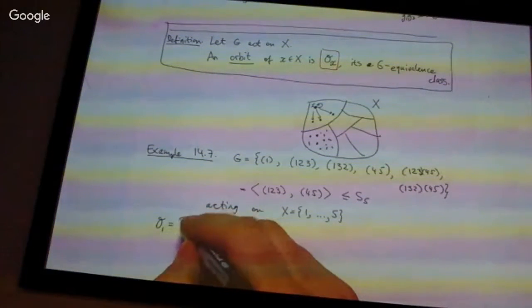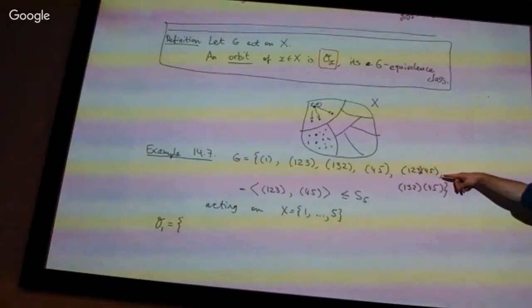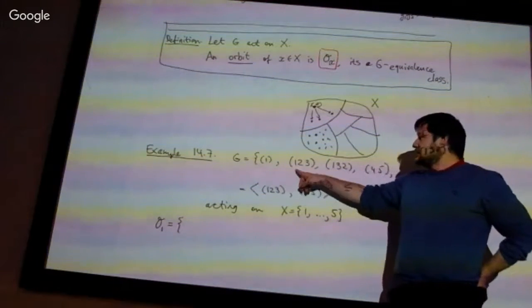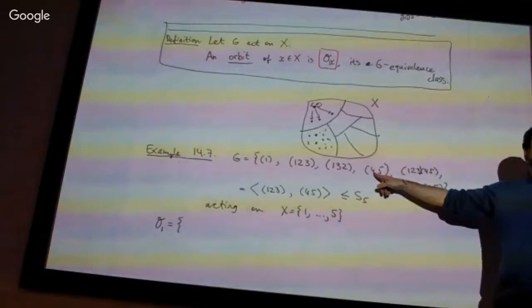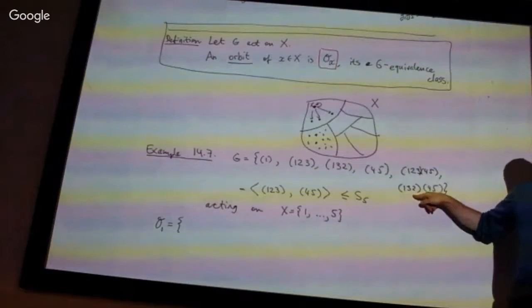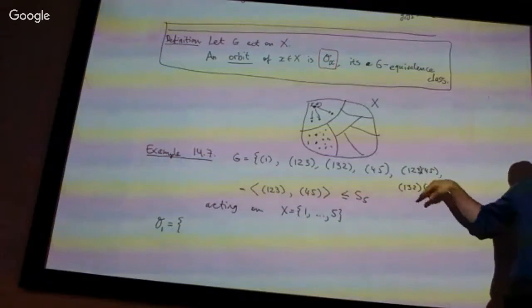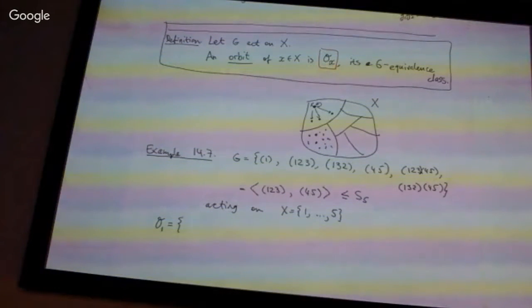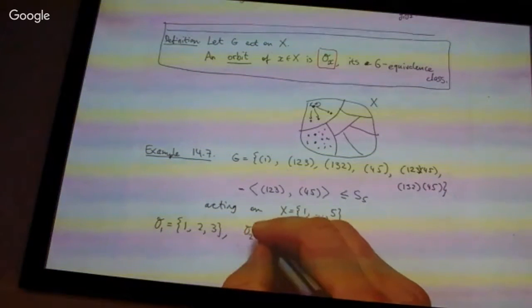Okay. So I have this group, and I'm looking at where it's sending 1. This permutation sends 1 to 1. This permutation sends it to 2. This permutation sends it to 3. This permutation sends it to 1. This permutation sends it to 2. And this permutation sends it to 3. So the elements where I can send 1 using this group are 1, 2, and 3. Okay, so this is the idea of orbits.